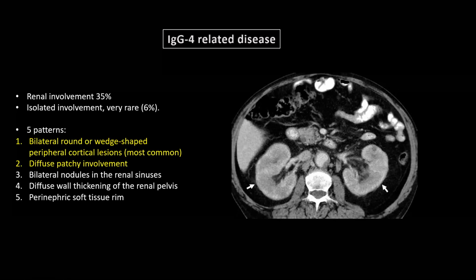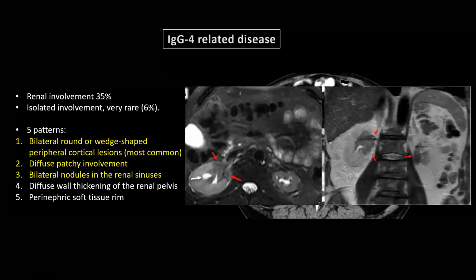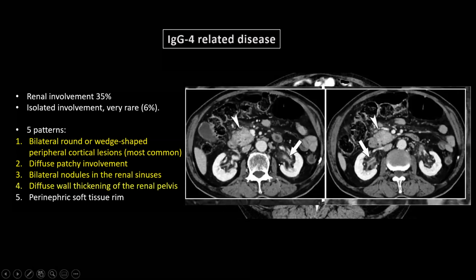The third pattern is the involvement of the periureteral or pelvic areas with soft tissue density lesions that can be unilateral or bilateral, as we can see in this case. It's of low T2 signal intensity, and it may or may not cause hydronephrosis. The involvement of the renal pelvis can also be wall thickening only, not soft tissue. It's mainly a wall thickening that resembles pyelonephritis. As in this patient, we can see bilateral involvement and an additional finding of focal pancreatitis.